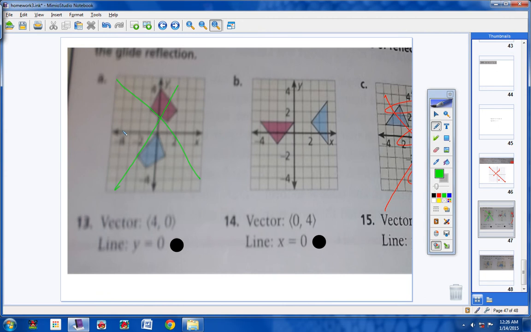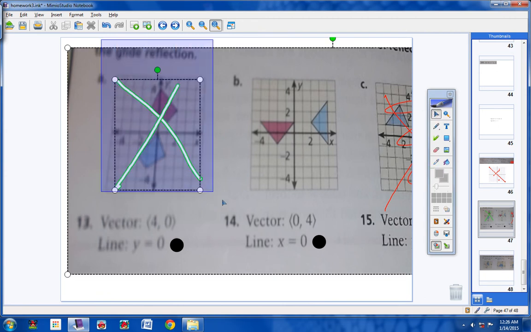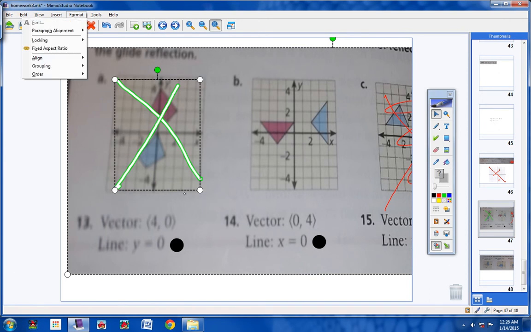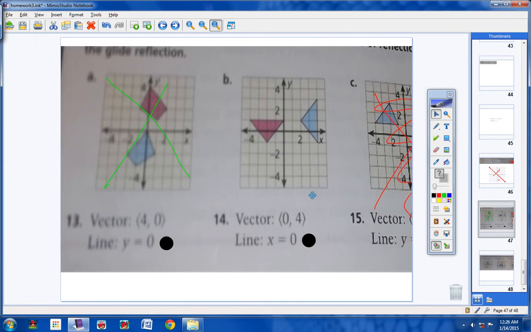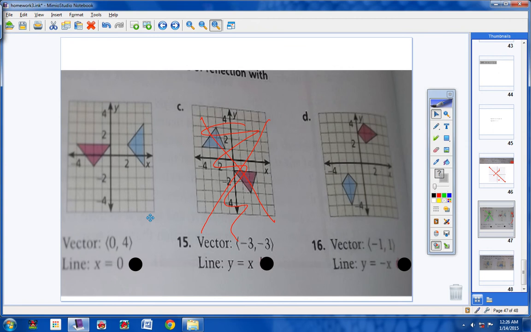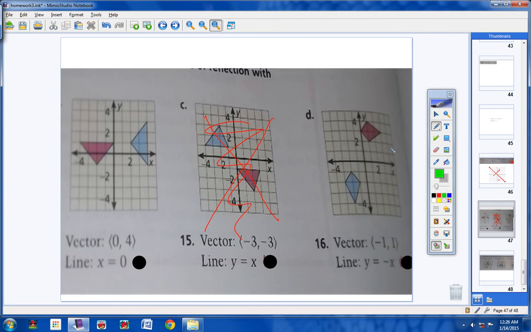Alright, moving on to number 15. Alright, let's take a look at number 15. Now number 15 is, you have a vector negative 3, negative 3, and then you're going to reflect it in the line y equals x. Alright, let's start over here with letter B.